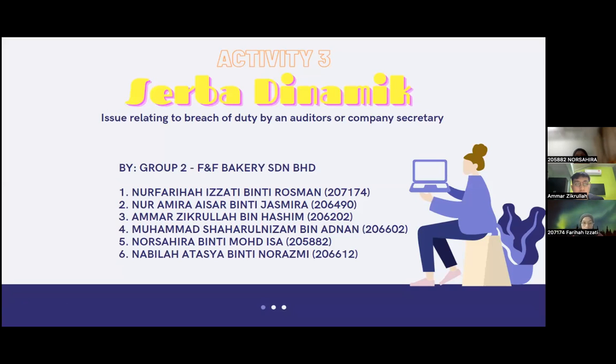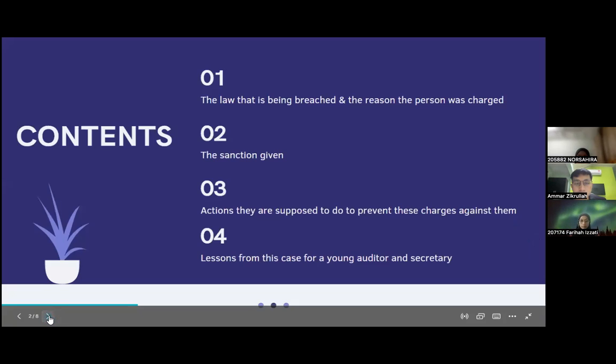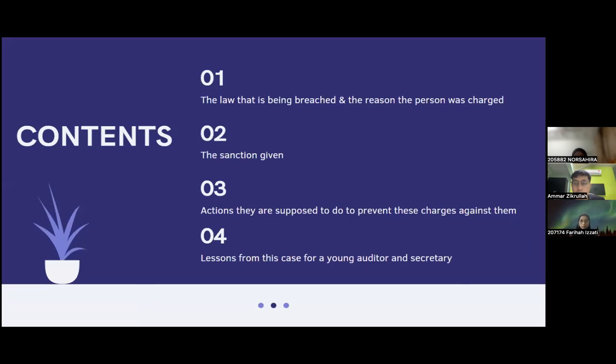We are from Group 2, FNF Bakeries, and will present on Activity 3, which is the issue relating to breach of duty by an auditor or company secretary. The topic that we have chosen for Activity 3 is Serba Dinamik. The representatives here are myself, Ahmad Zikrobi Hashim, Nufariha Izzati, and Nur Sahira. So moving on to the next slide. These are the contents that we are going to present.